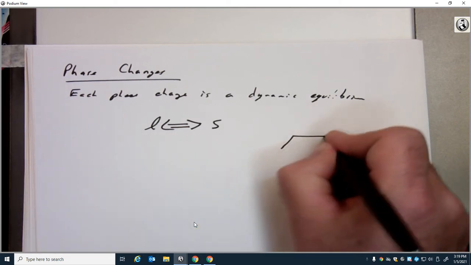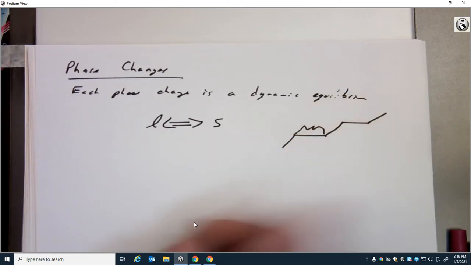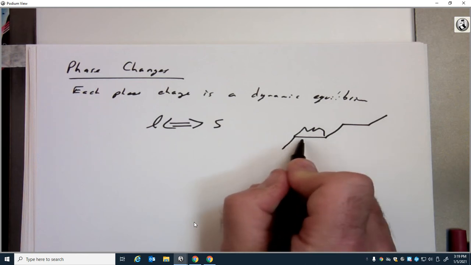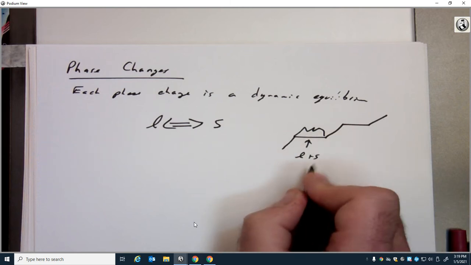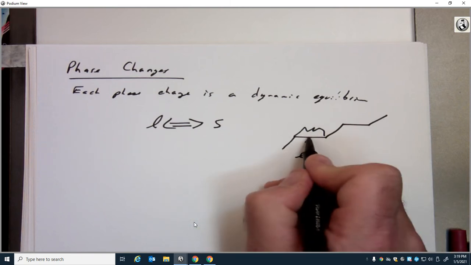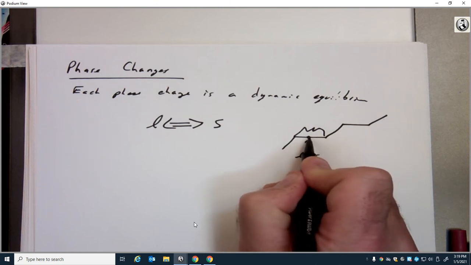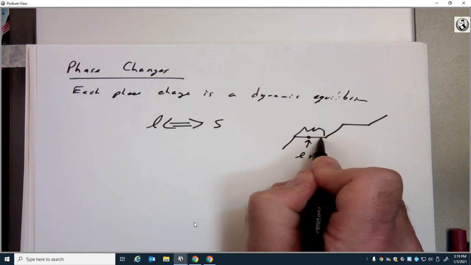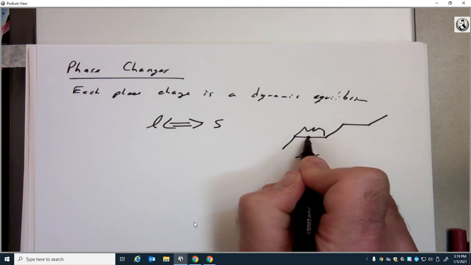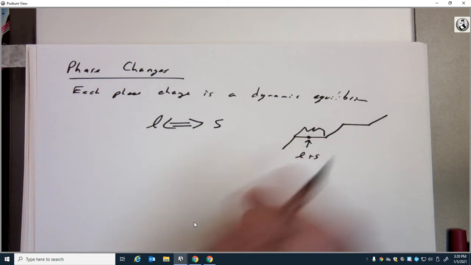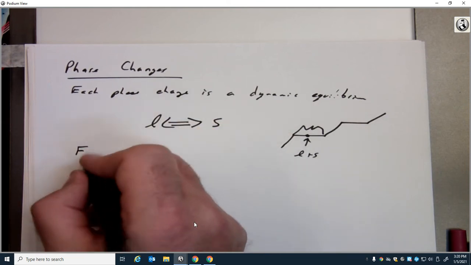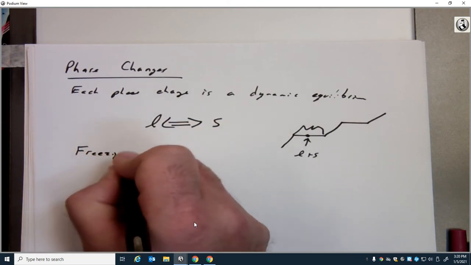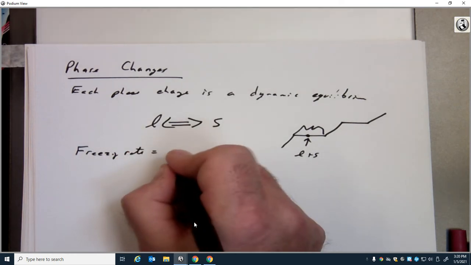If we were looking at our heating cooling curve, we're in this section of the curve right here. Now remember, temperature does not change here. We have both phases in here, both liquid and solid. If we increase temperature, let's say that we're right here, it's going to melt more and go this way. If we decrease temperature or take heat away, it's going to go this way. So we have this dynamic equilibrium. In this case, our freezing rate equals our melting rate.